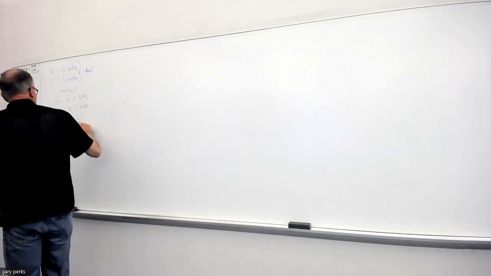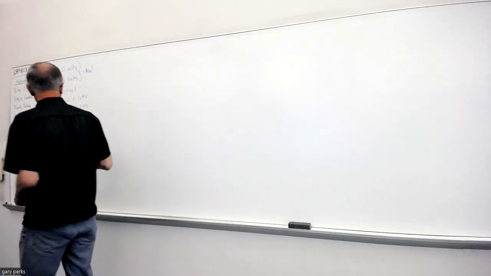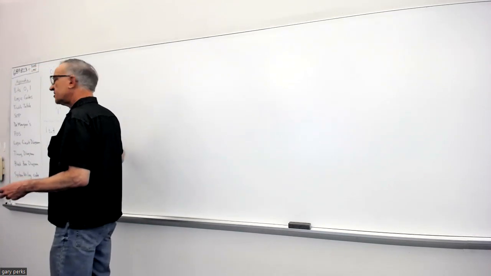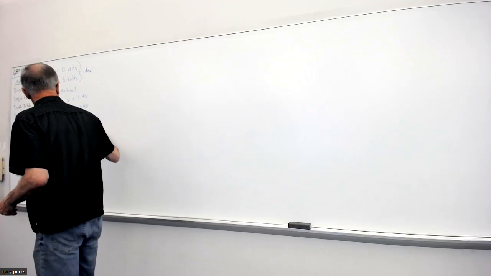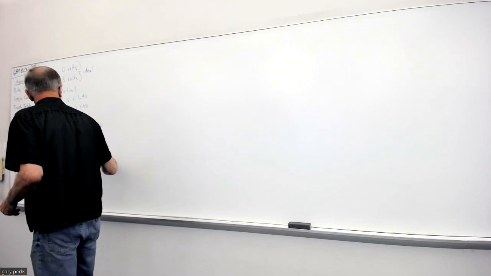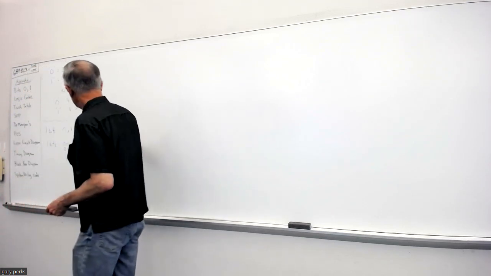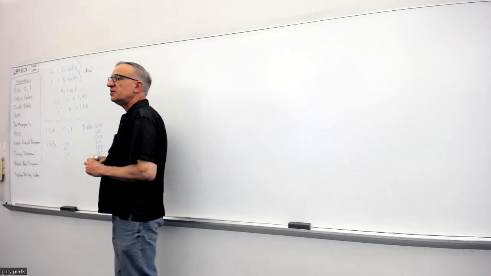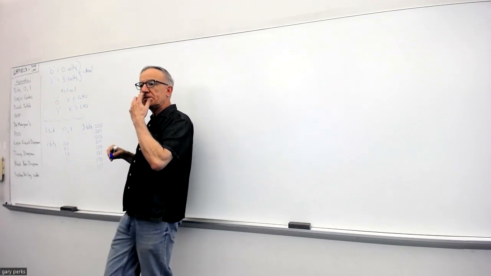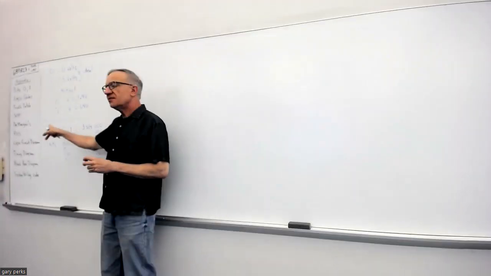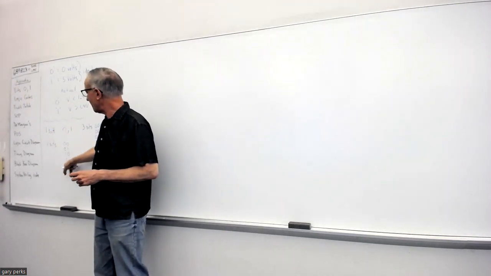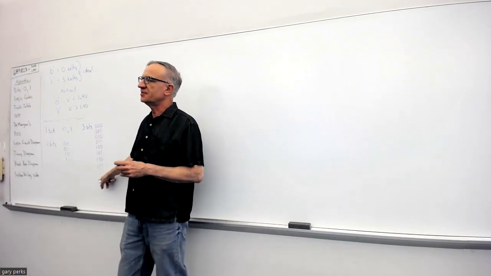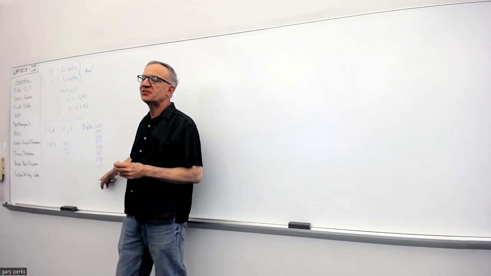Okay, if I have 3 bits, I could have these combinations. I could have all zeros. I could have 0 0 1, 0 1 0, 0 1 1, 1 0 0, 1 0 1, 1 1 0, 1 1 1. With 3 bits, I could get 8 values. So do you see a pattern? 1 bit, 2 values. 2 bits, 4 values. 3 bits, 8 values. How many values do you think we can represent with 4 bits?